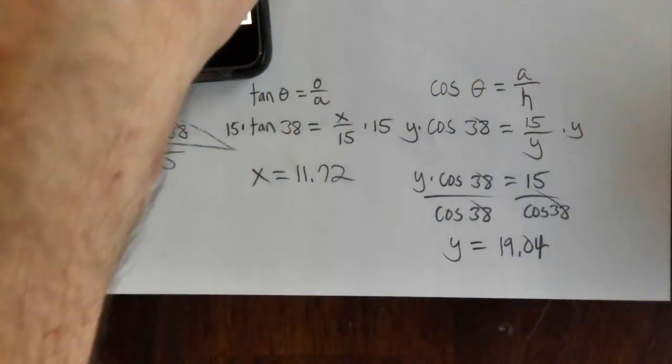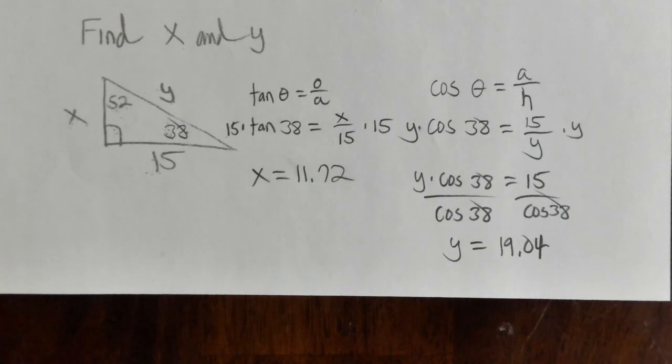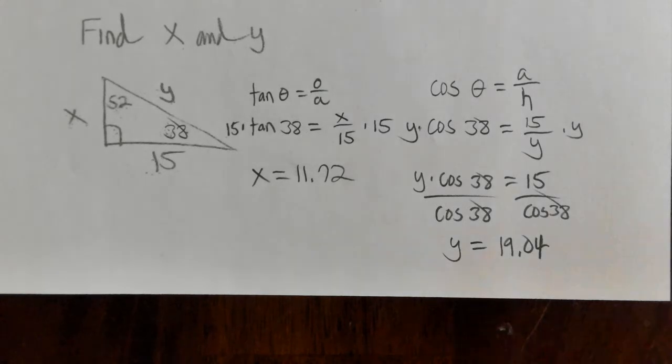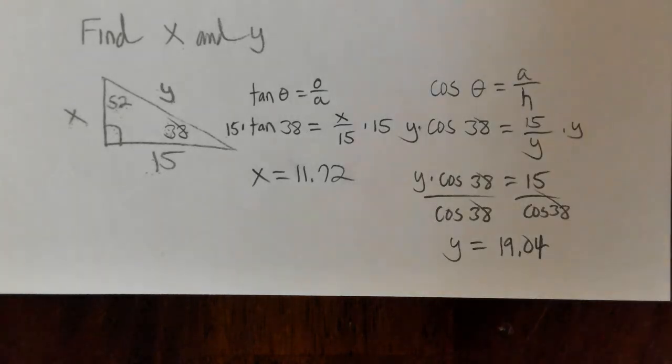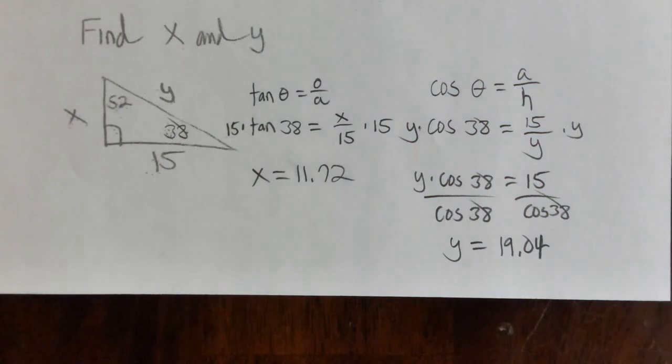All right, so again, look at the parts that you have, identify whether you have opposite, adjacent, or hypotenuse, use that to pick the right equation, and then plug in the right equation and then solve for your x, and then you'll be in good shape. All right, there you go.